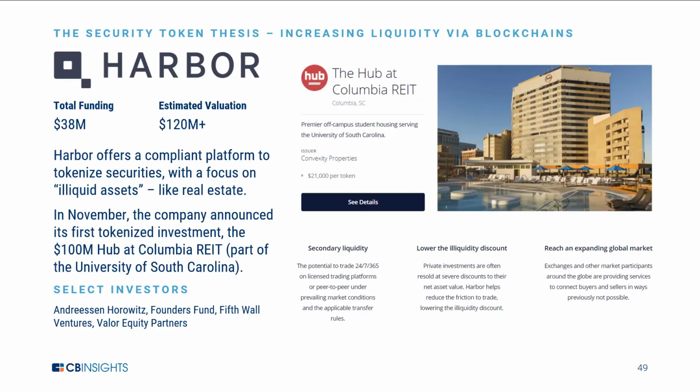Another one of these security token companies that's made headlines is Harbor, which has raised $38 million from a couple of smart money investors. In November, the company announced its first tokenized investment, just this month, the $100 million Hub at Columbia REIT, which is part of the University of South Carolina.